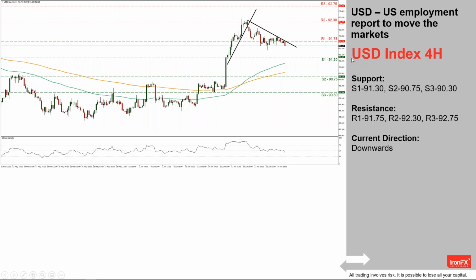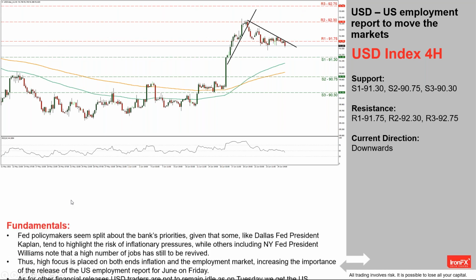Important levels to keep an eye out would be the 91.30, which served as a resistance line back around mid-June. Even lower, we would highlight the 90.75, which served also as a resistance line back on the 12th of May, and lower than that, the 90.30, which provided considerable support, especially around the 11th of June. To the upside, we would highlight the 91.75, R1. Even higher than that would be the 92.30, which is the highest peak in our chart, and even higher the 92.75. Moving now to USD's fundamentals.